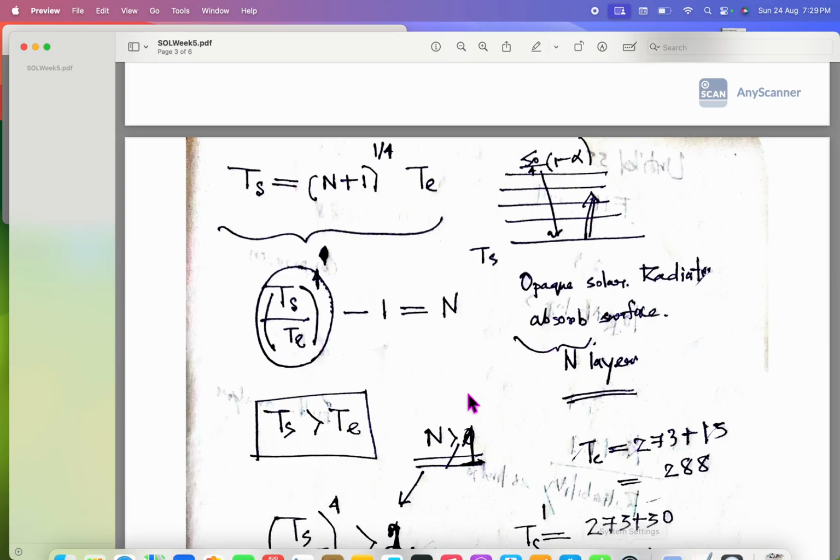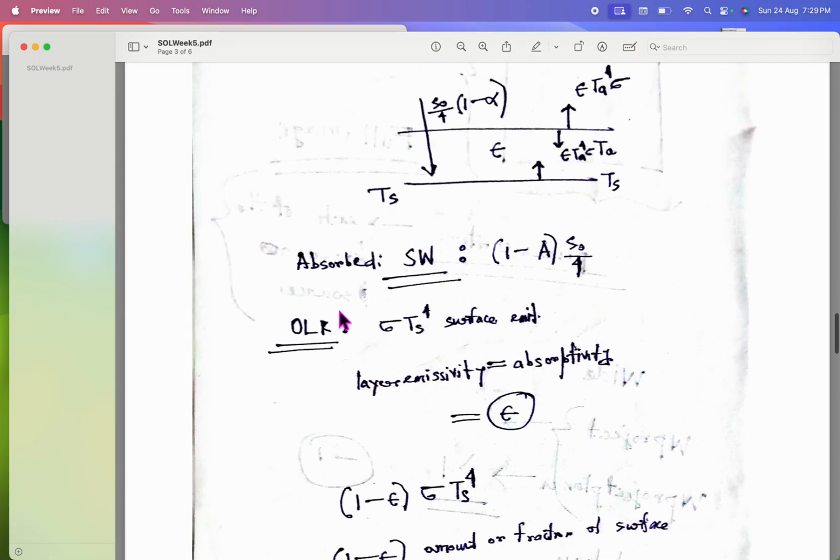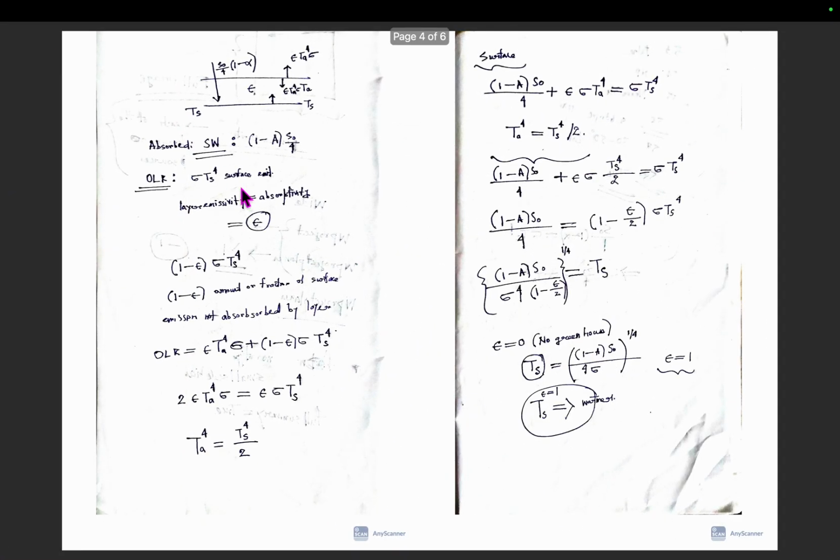So now the main thing. This is the system where Ts is the surface temperature, and Te is the emission temperature of the system. So one can write that sigma Te to the power 4 is equal to S0 by 4 into 1 minus alpha. Alpha is our albedo, and epsa is the emissivity of this atmosphere.